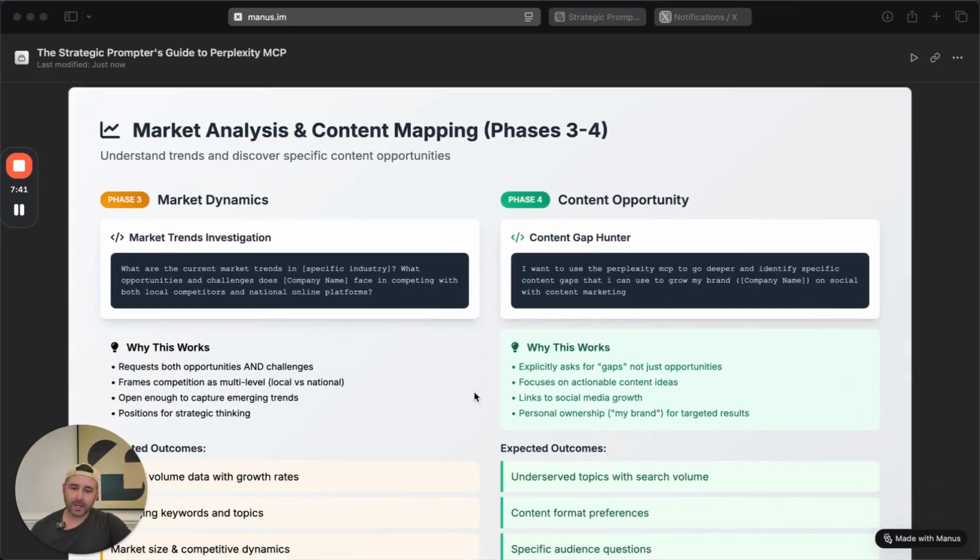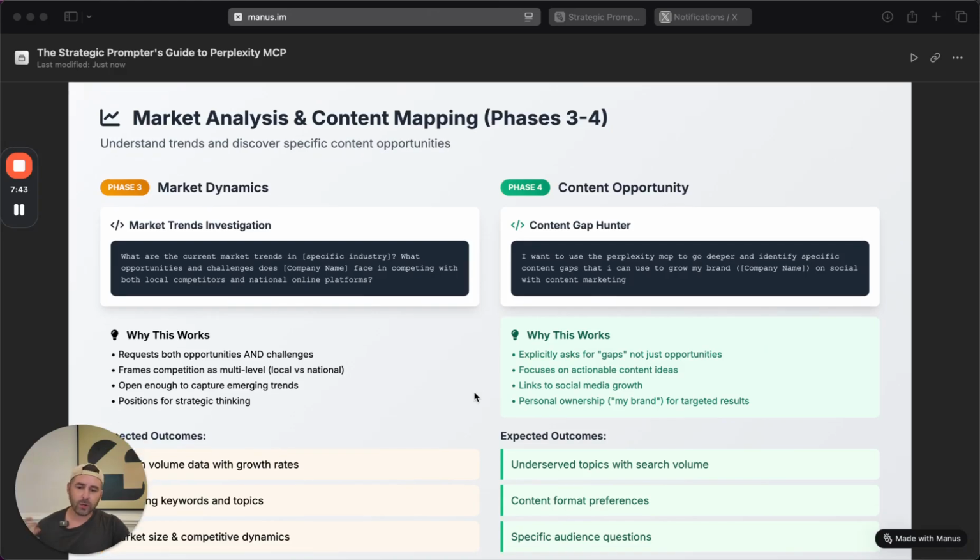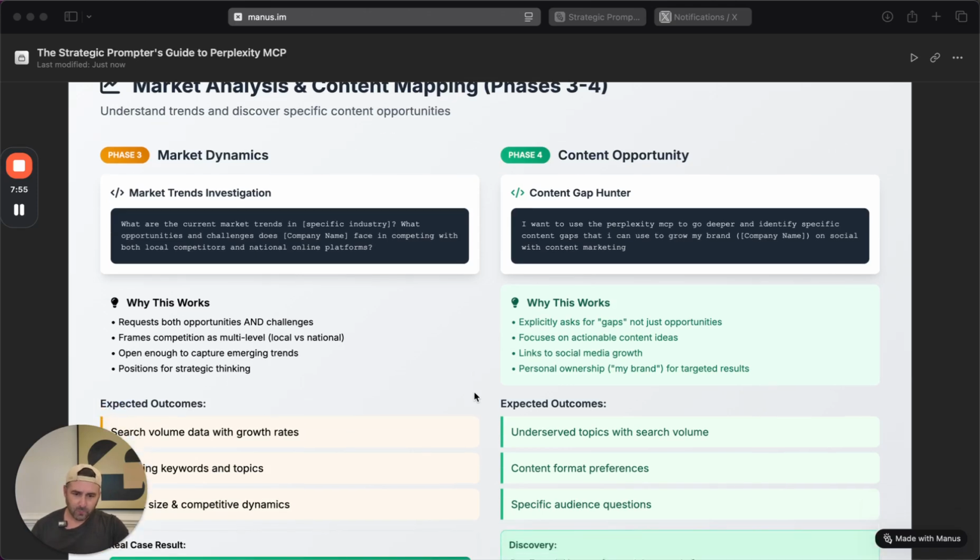All right, so market analysis and content mapping. Next, what are the current market trends in this industry? What opportunities and challenges does this company face in competing with local and national competitors? The next step would be I want to use the MCP to go deeper and identify specific gaps that I can use to grow my brand on social with content marketing.